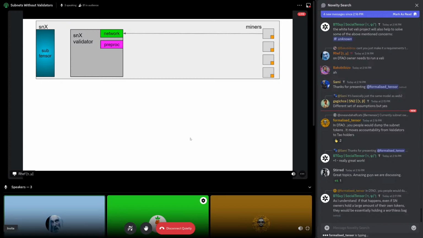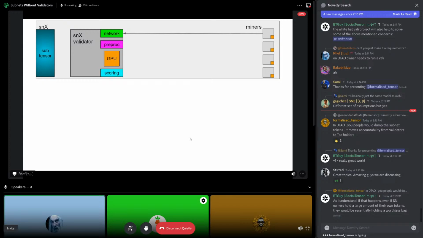Then we have a preprocessor. This is not the case in every subnet, but for example, we have a subnet, I think number 17, which gets a 3D asset from the miner, then renders it and makes screenshots of it from different angles. Those screenshots then get evaluated, not the 3D model itself, because that's very hard. So they make photos of it and look at the photos. We have a GPU in many subnets, as you've seen on the previous slide.